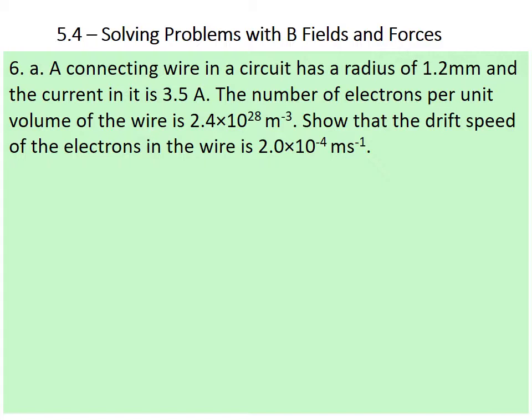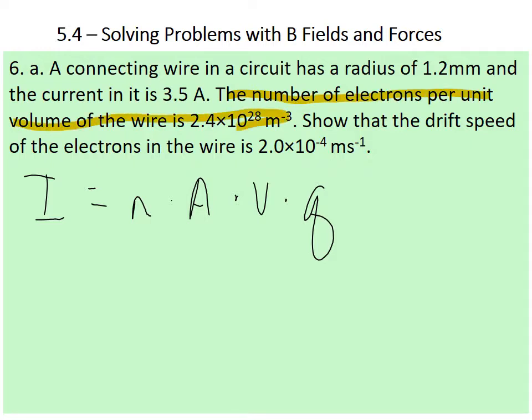Oh, drift speed, huh? Well, we're going back. This is a throwback to topic 5.1. If you should remember, I equals N times A times V times Q, where N is the number density, which is this right here, the number of electrons per unit volume. That's the number density.